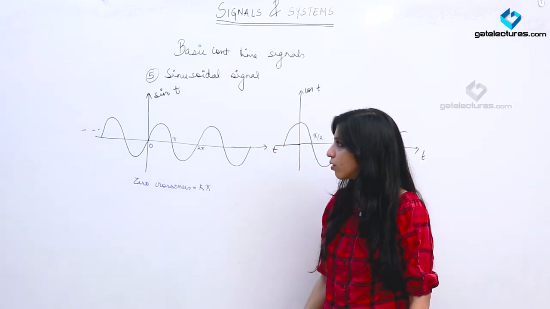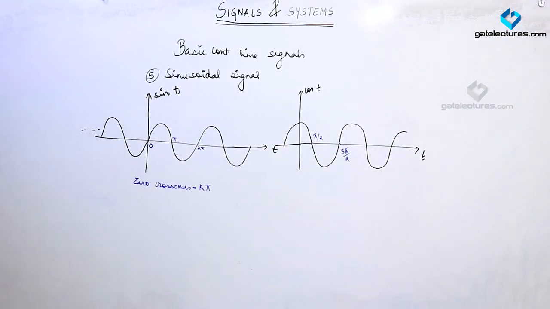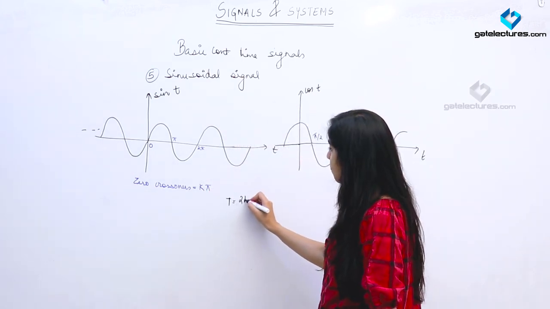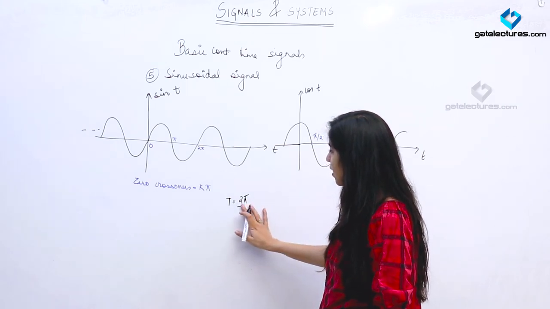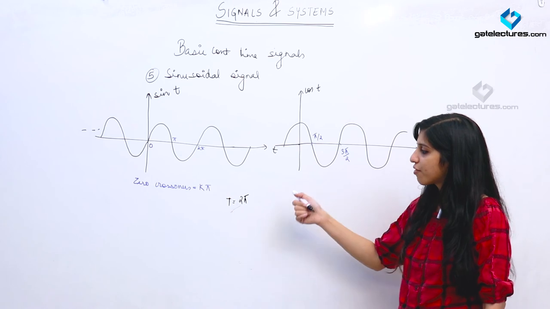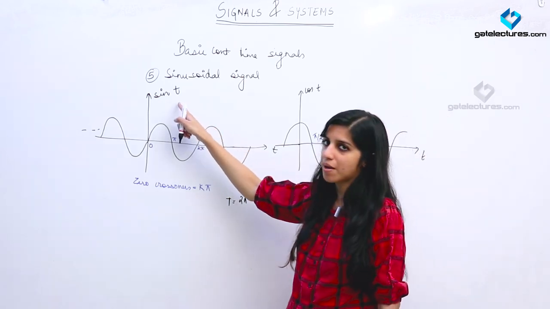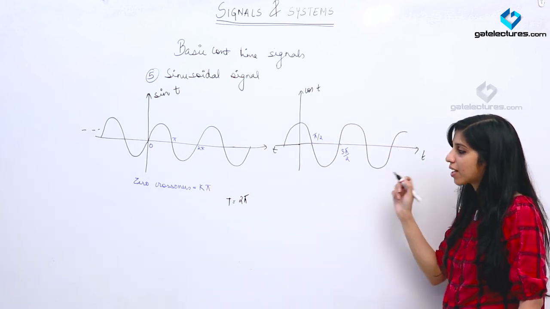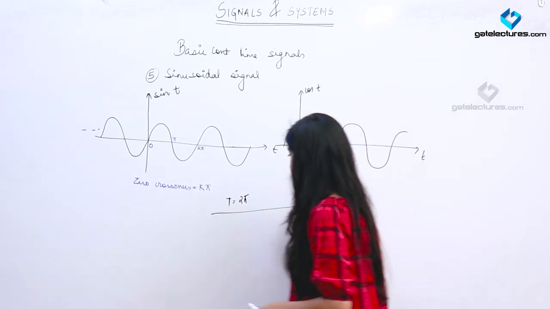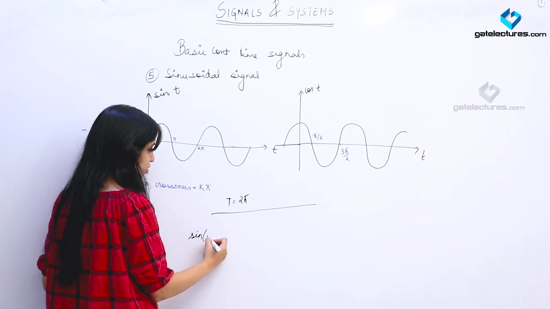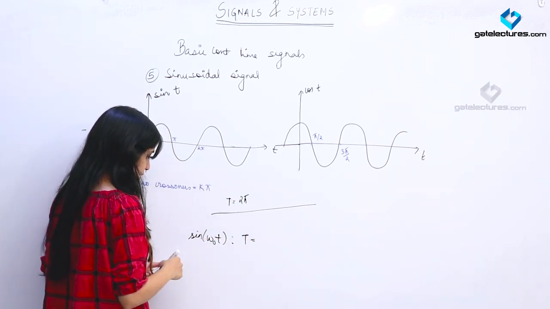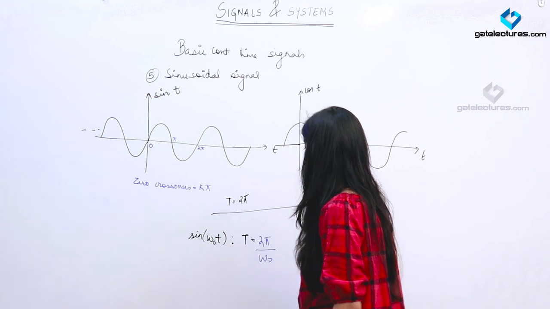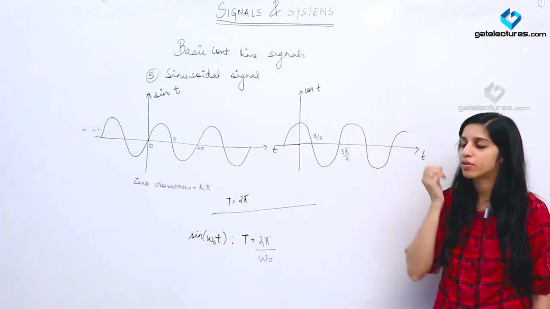Most of you would be aware of them already. So if I'm required to tell about the time period of these signals, I'm going to say 2 pi. If I am expressing them with argument as only t, then I am taking the time period as 2 pi. Suppose I had expressed the argument as sine of omega naught t, then the time period would have been 2 pi by omega naught, okay? So this is how you're going to find out the time period for these signals.